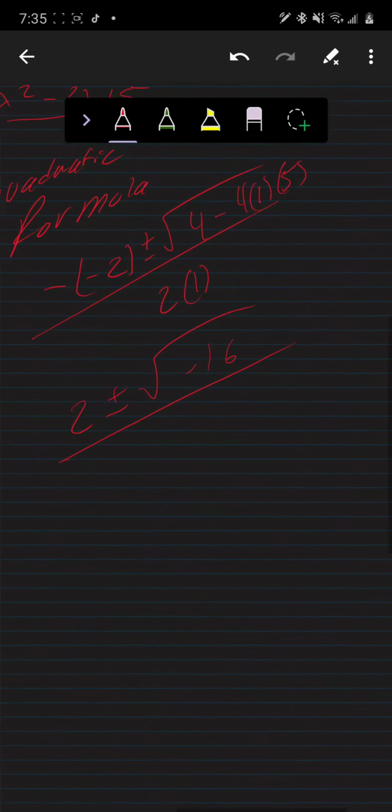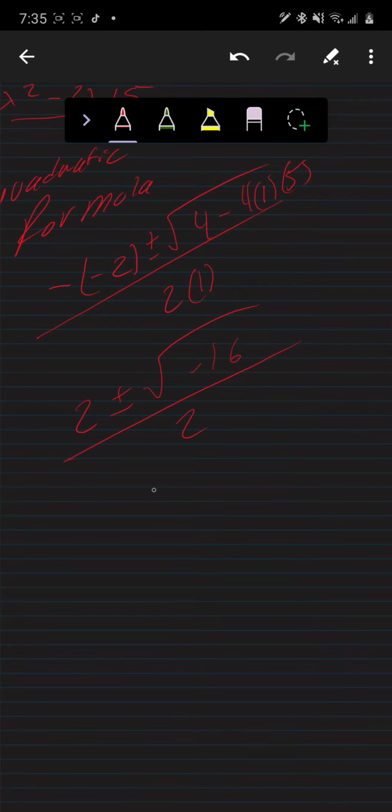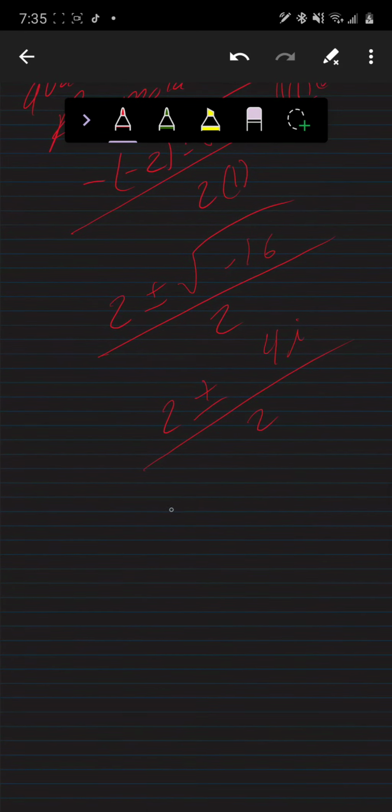It's gonna be -100, so it's just gonna be 10i, the imaginary number. And also for this one, it's gonna be -16. So for this one, it's gonna be 2 plus and minus 4i, and this is gonna be 2, and then we're gonna divide it. So it's 1 plus and minus 2i, and this is our other eigenvalue.